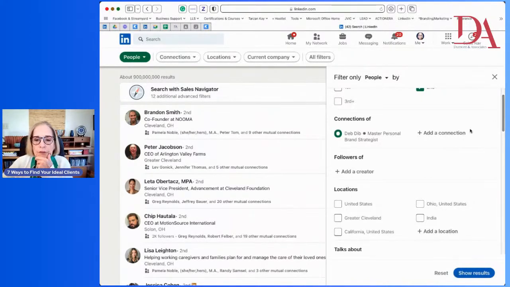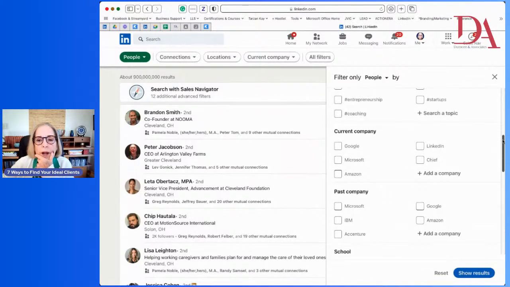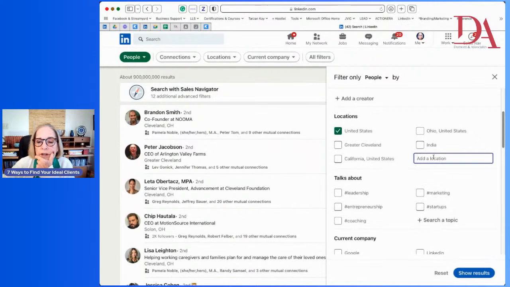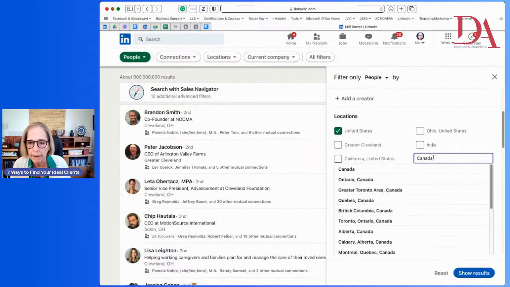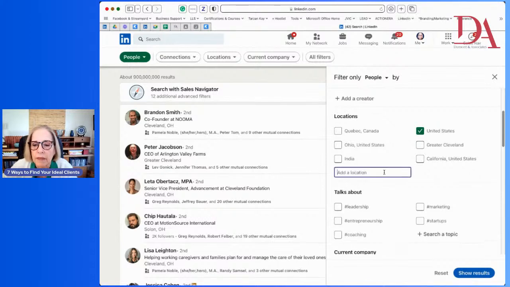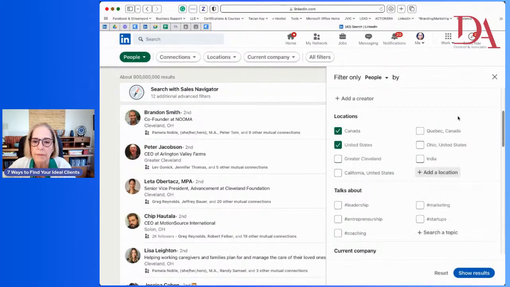Terrific. Okay, so I can go in here and I could say, okay, I'm going to look in the United States this time, or maybe, let's see, I'll add one. Let's say I'm also going to look in Canada, since I'm in Cleveland and that's right across the lake. Okay, so I'm going to add Canada. Well, I didn't mean Quebec, but I'm going to add Canada in general. Okay, Canada. All right.